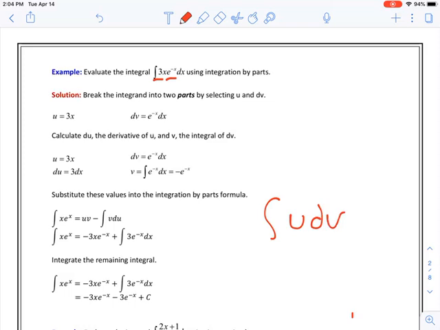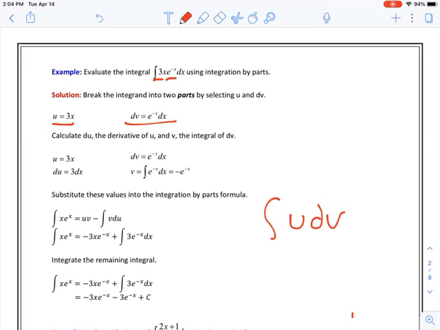Now, just a little hint, anytime you have an exponential function and an algebraic function, 3x is an algebraic function, e to the negative x is an exponential function. You always, always, always want the exponential function to be your dv, all right? That means the algebraic function will be your u, okay?